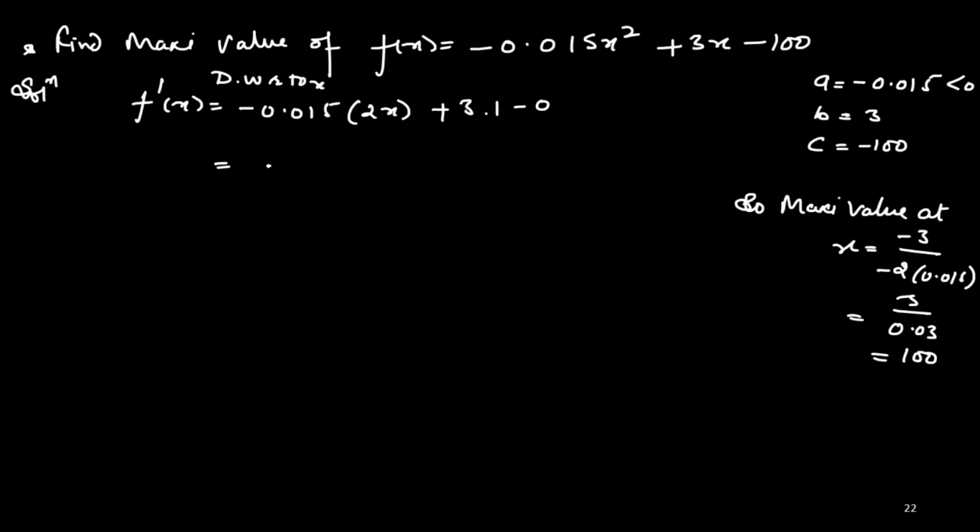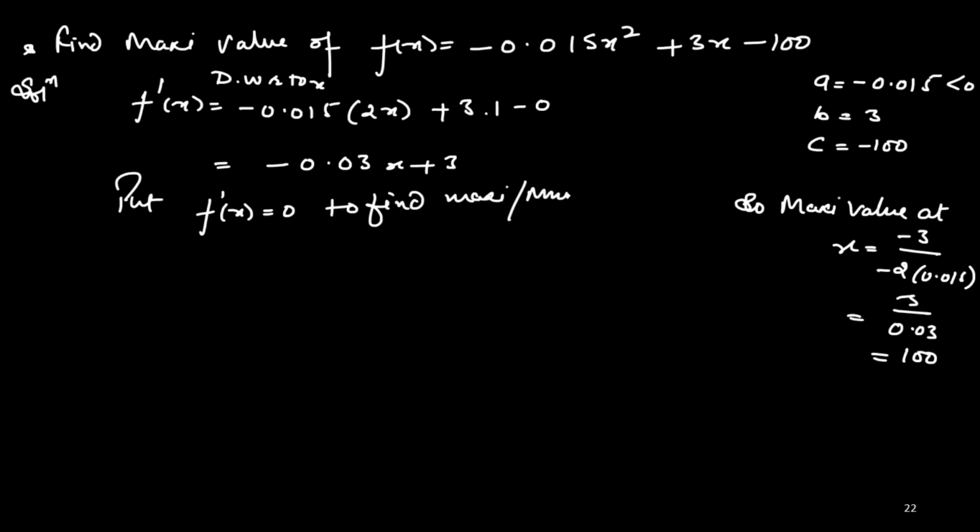So the answer is minus 0.030. So we write only minus 0.03x plus 3. Put the first derivative equal to 0 to find the maximum or minimum point. Always remember, when the function is not increasing or decreasing, then at that point either the function has a maximum value or a minimum value.